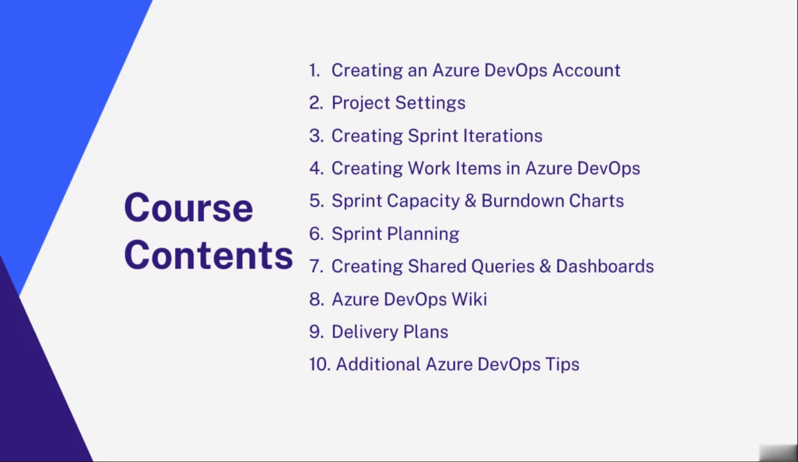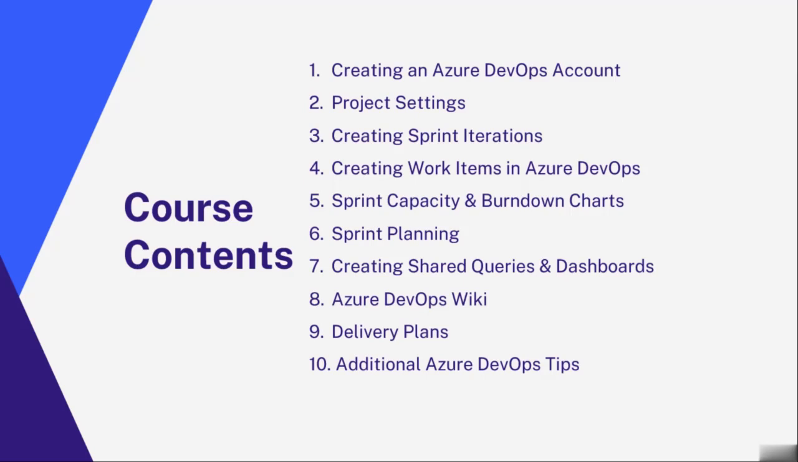Item 3 will look at creating sprint iterations for our project. So we will utilize these for creating work items for our sprints. Item 4 will look at the different work items in Azure DevOps, such as features, epics, user stories, tasks, bugs, and issues. So as part of this course, we will create each individual work item.